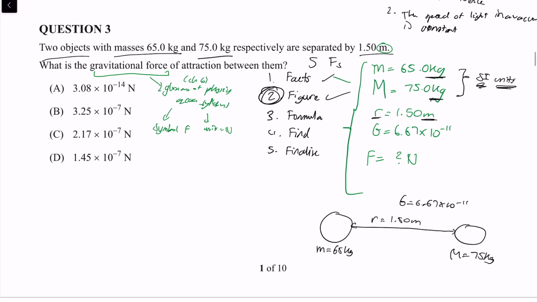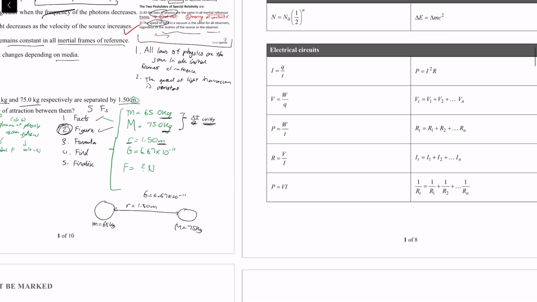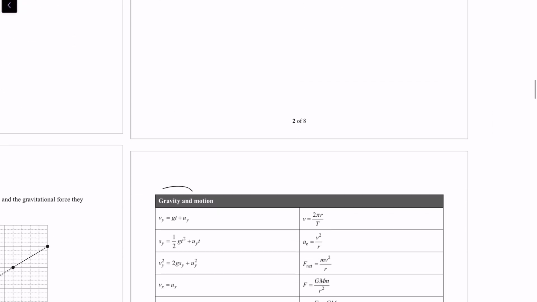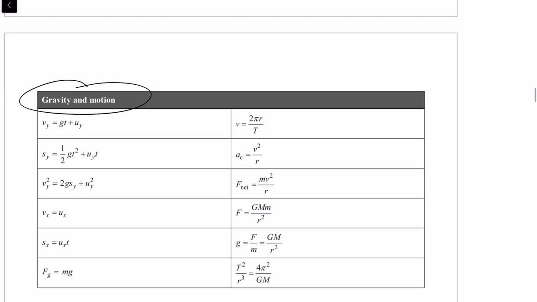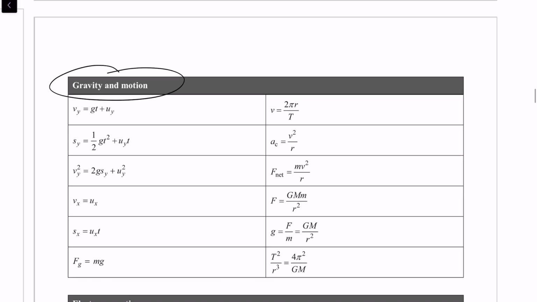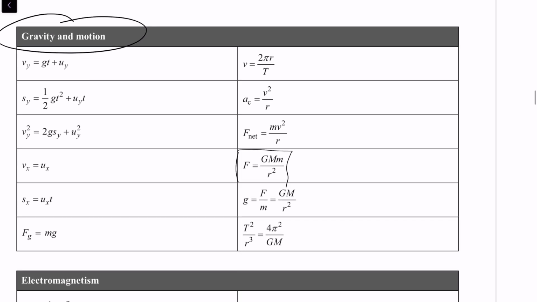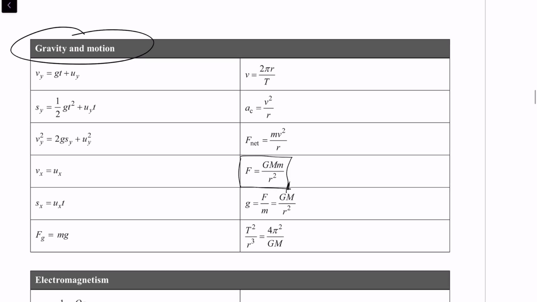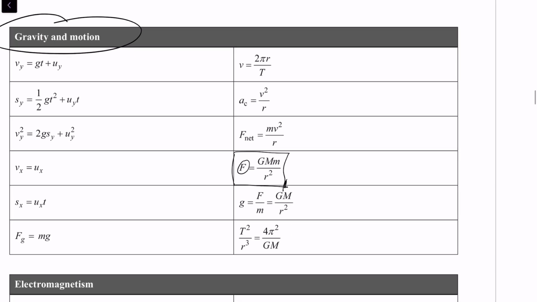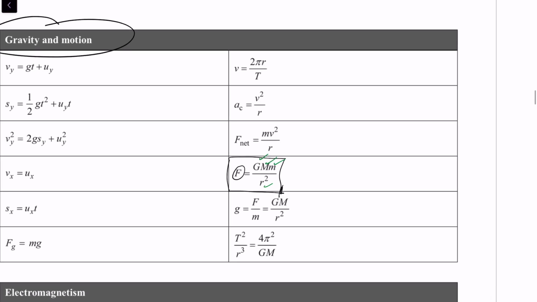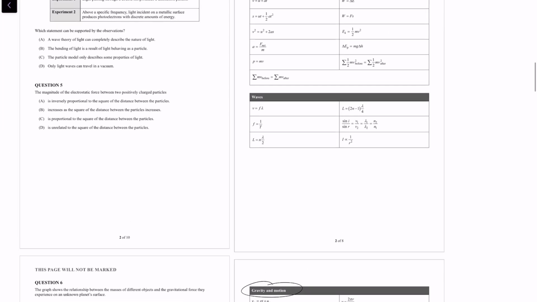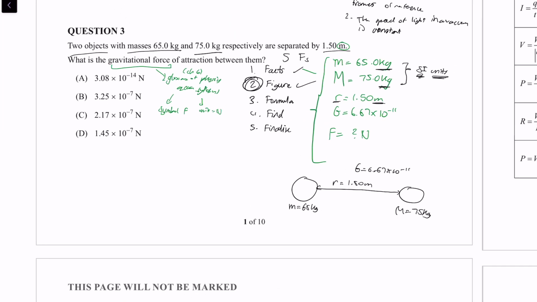Then I try and find a formula that's relevant. I immediately know that I'm going straight to gravity in motion, because I've done lots of practice. I know immediately where to go on the formula sheet, so I'm not wasting time. I can see this is the formula that uses all the variables I need: I need to find F, I've got G, I've got M, another M, and an R. It makes sense because this F is referring to the gravitational force. So easy for me, I don't have to transpose or rearrange my formula. Okay, and there we go.